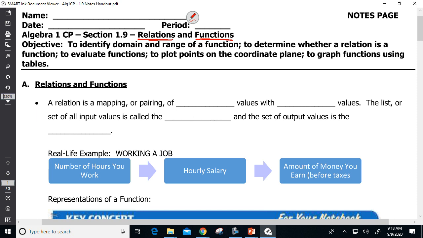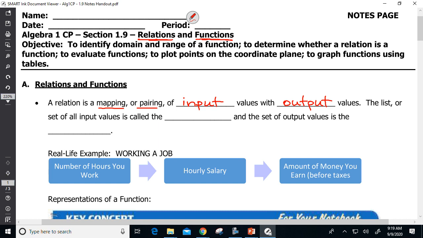A mathematical relationship is a mapping or pairing of input values with output values. So you put something in, you get something back. You put money in a vending machine, you're getting back whatever it is you wanted to buy. When you're dealing with math, you plug something into a problem so that you can get a particular answer back.